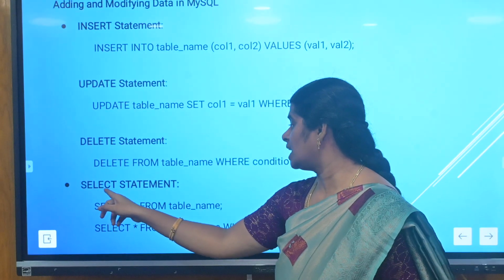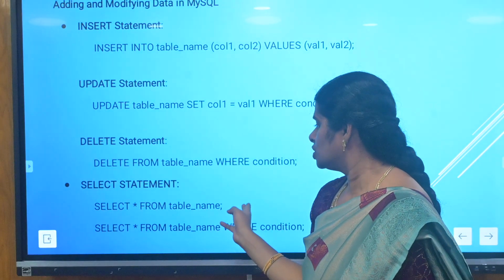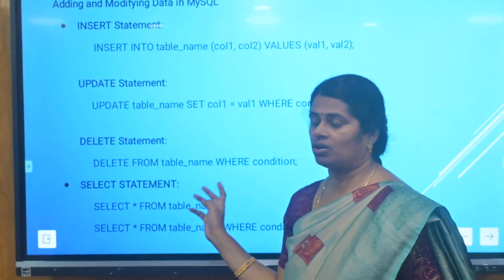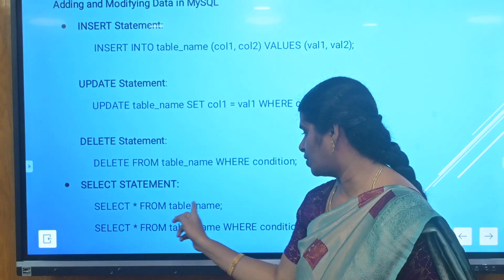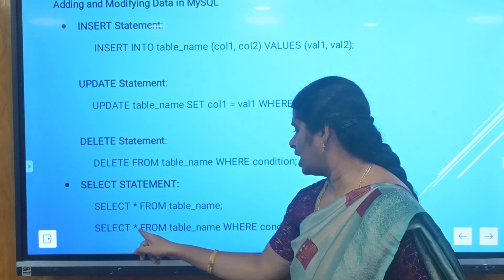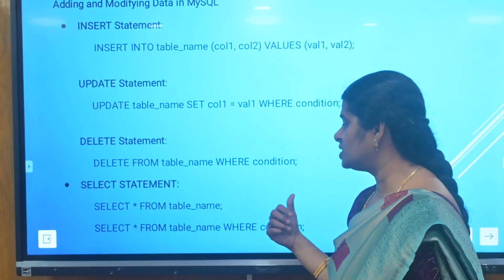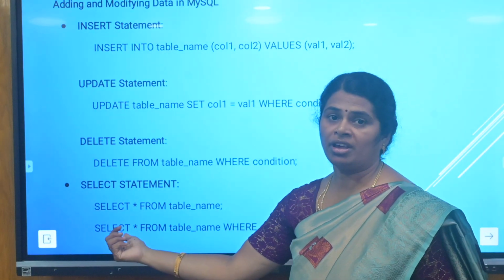If you want to select the records from the table, there are 2 ways. Suppose you want to select all the records, you have to use SELECT asterisk FROM table name. Suppose I want to fetch a specific record, SELECT asterisk FROM table name WHERE condition. You have to specify the condition, and based on the condition the records will be fetched.